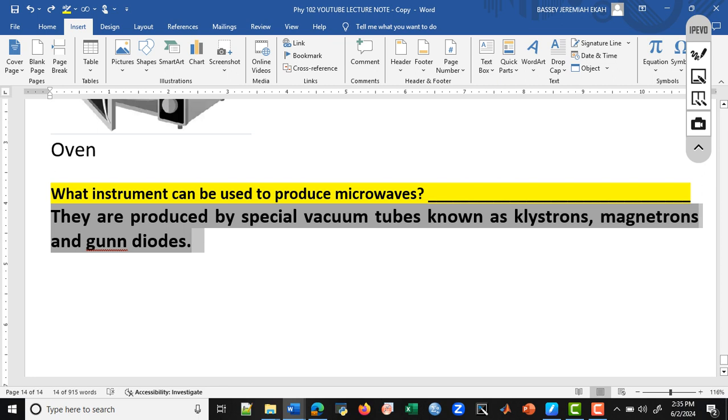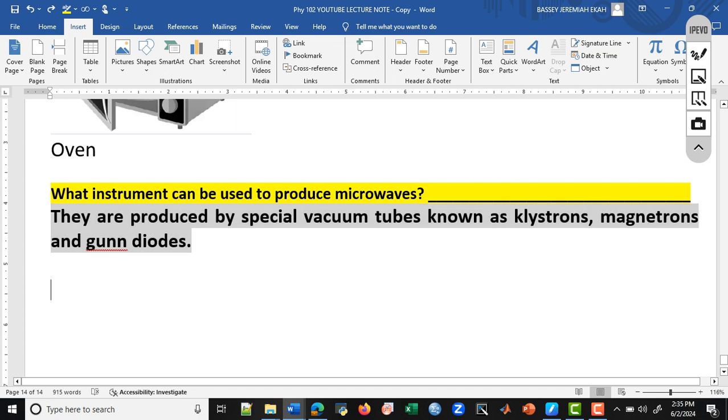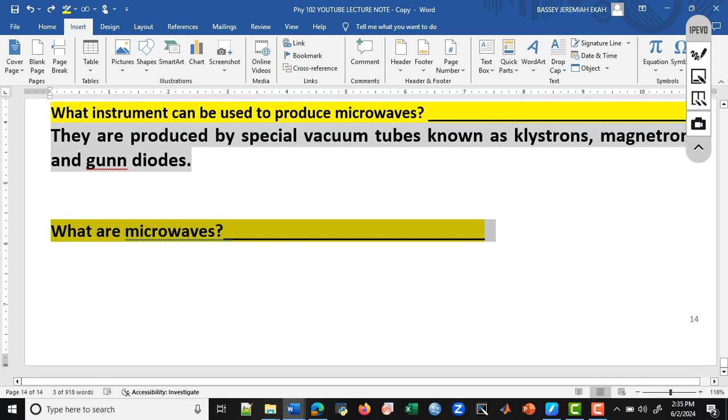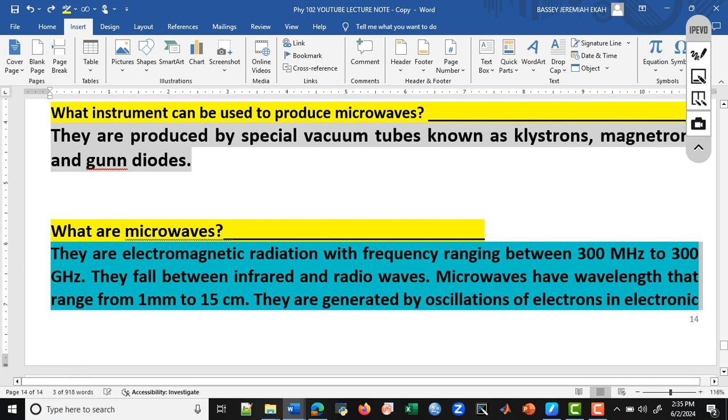Microwaves are electromagnetic radiations with frequency ranges between 300 MHz to 300 GHz. They fall between infrared and radio wave. Microwaves have wavelengths that range from 1 mm to 15 cm. They are generated by oscillations of electrons in electronic devices.